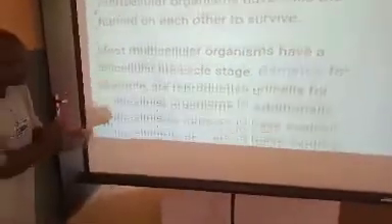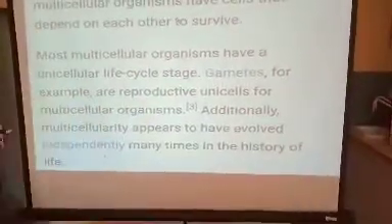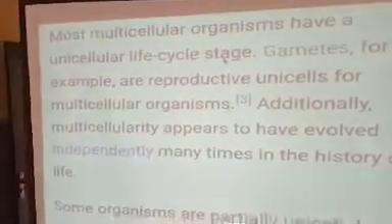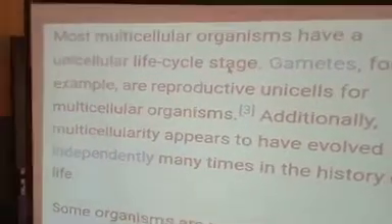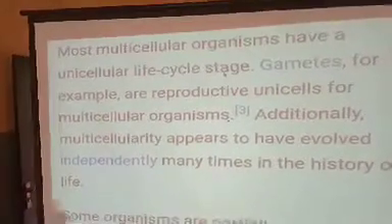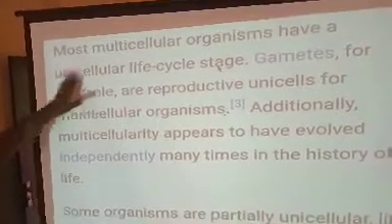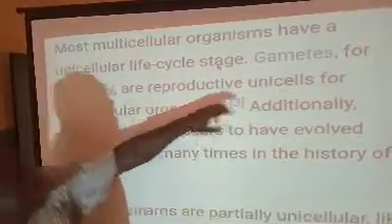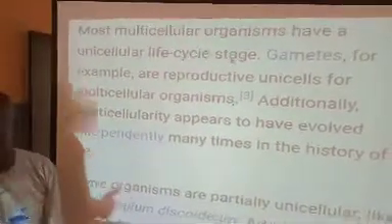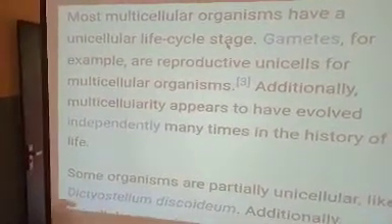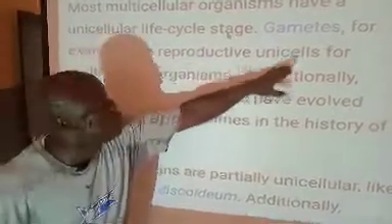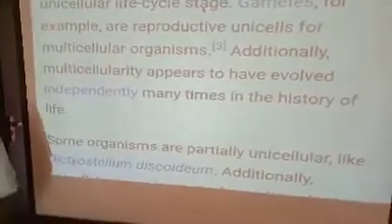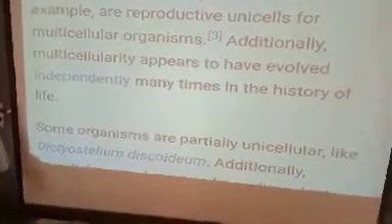Now, most multicellular organisms have a unique unicellular life cycle stage. What do we mean by that? Most multicellular organisms, for example, if you pick a typical multicellular organism, like let's say human beings, or you pick the phylum of apes, birds, they will have a unicellular life cycle stage: gametes, that is the sex cells. Sex cells are gametes that organisms use to reproduce. For example, they are reproductive unicells for multicellular organisms. So the male gamete, the spermatozoa, and the female gamete, the ovum, are released.